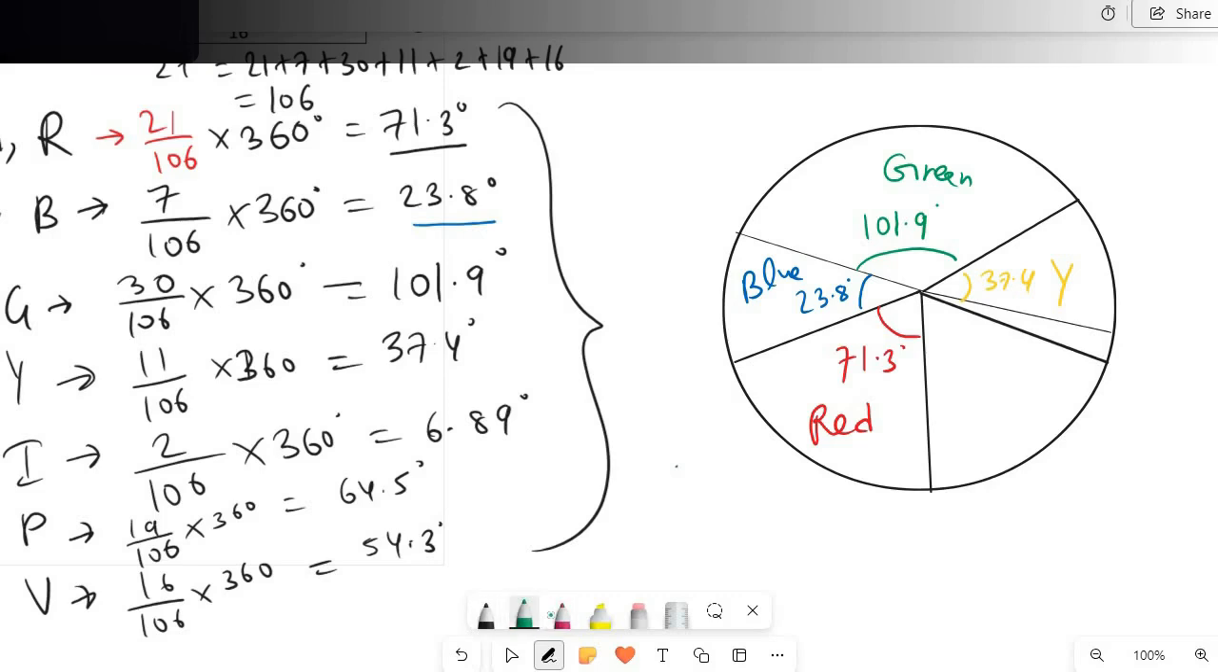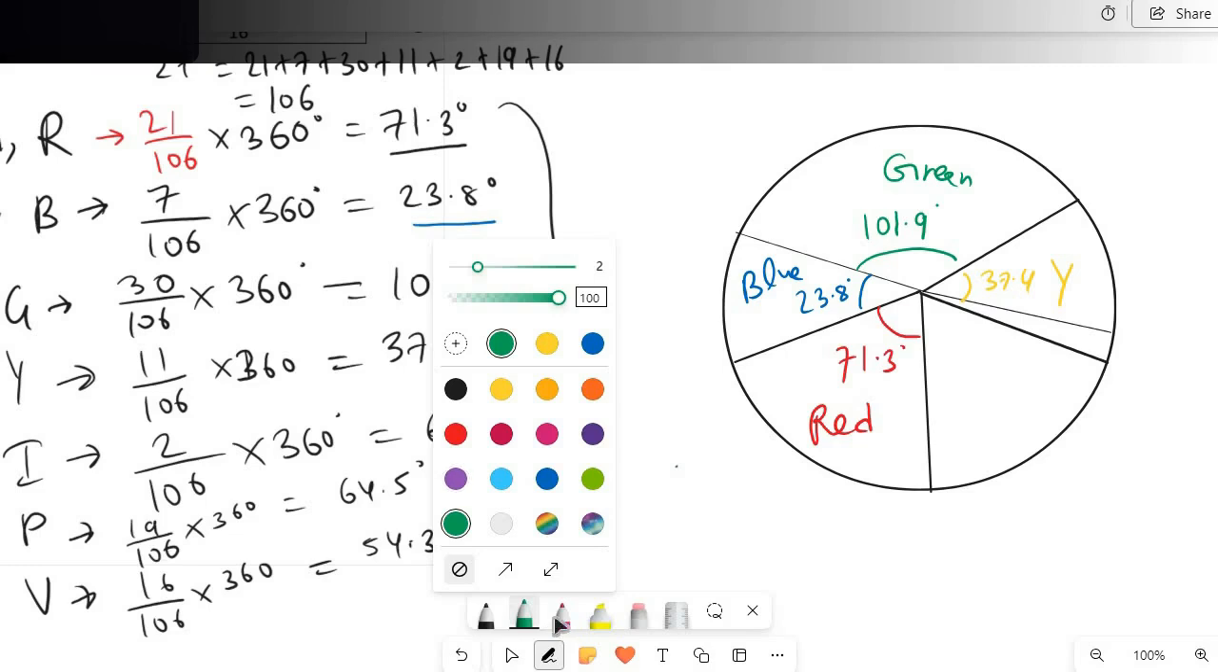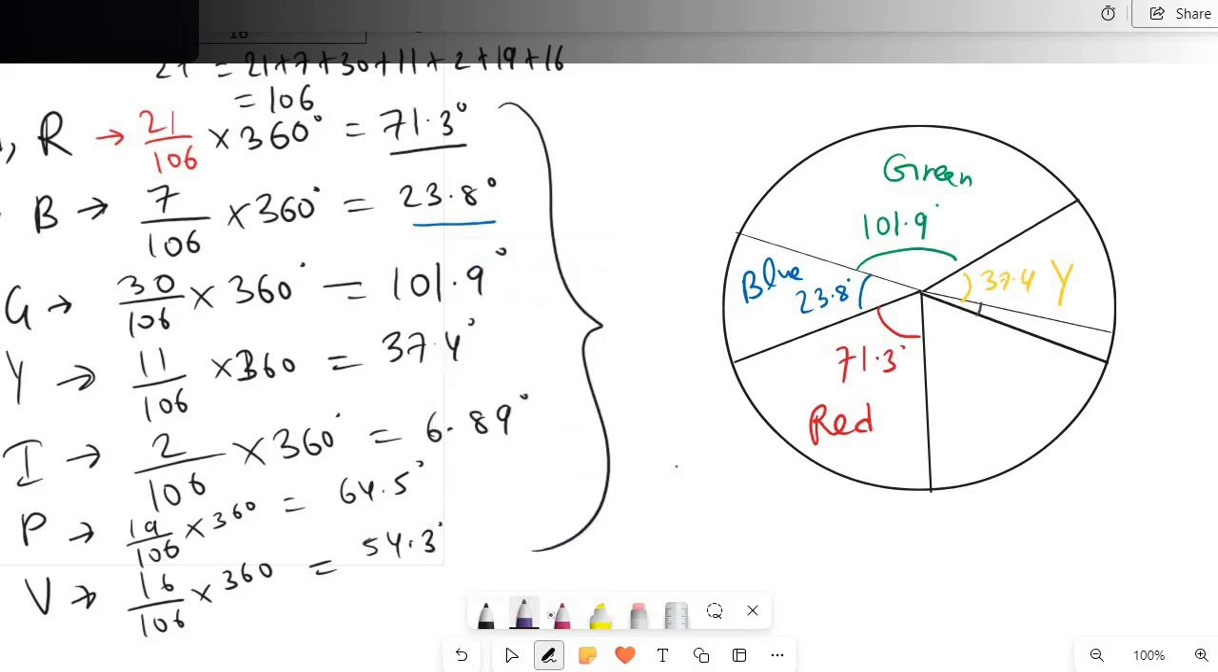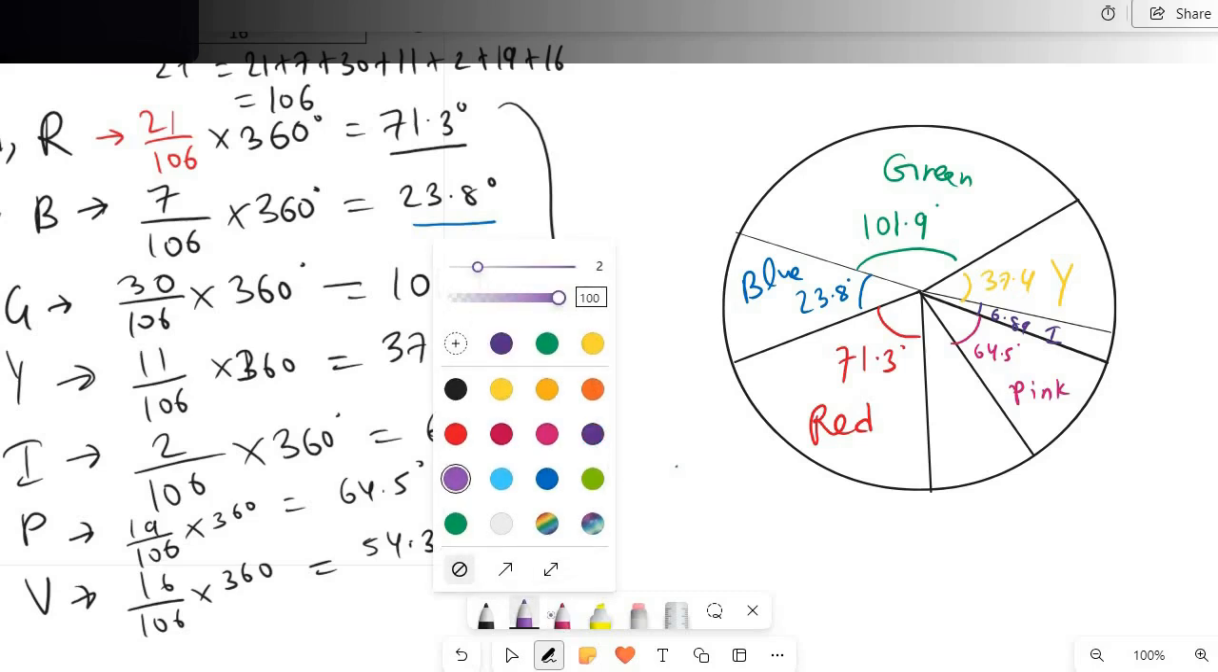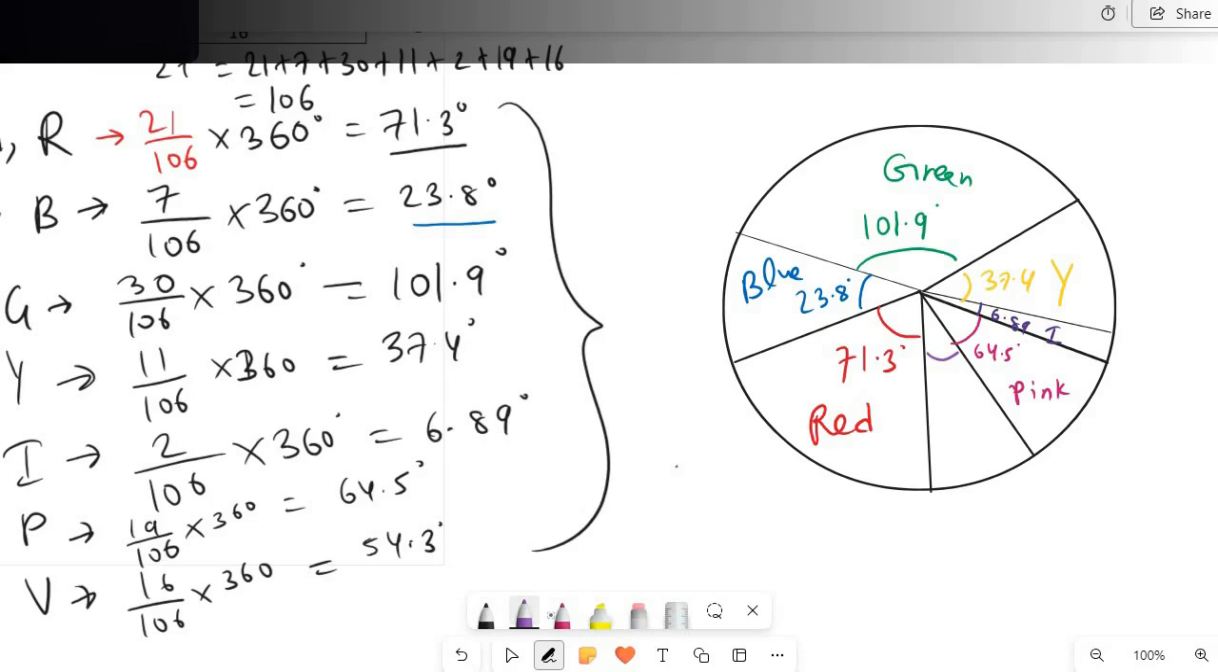And so the sector should show us an angle of 6.89 degrees here for indigo. Then for pink, the next one, it should have an angle of 64.5. So something like this. So this should be 64.5 degrees for pink. And finally, for the last one, which is for violet, we can say that the rest of the angle should be 54.3 degrees.